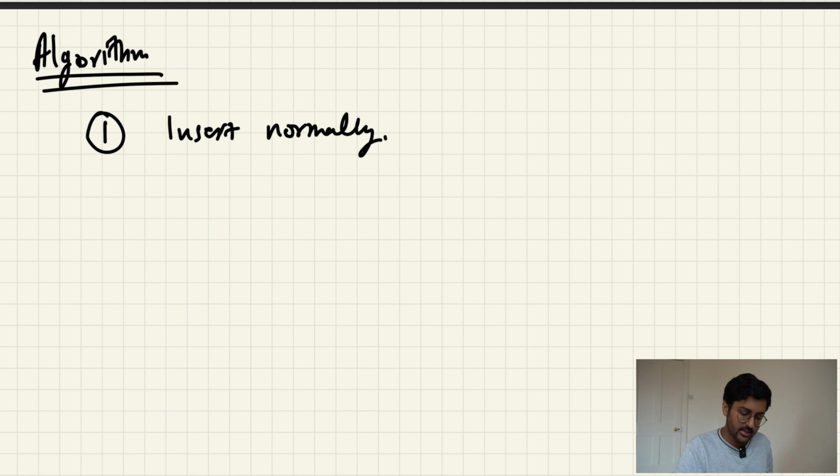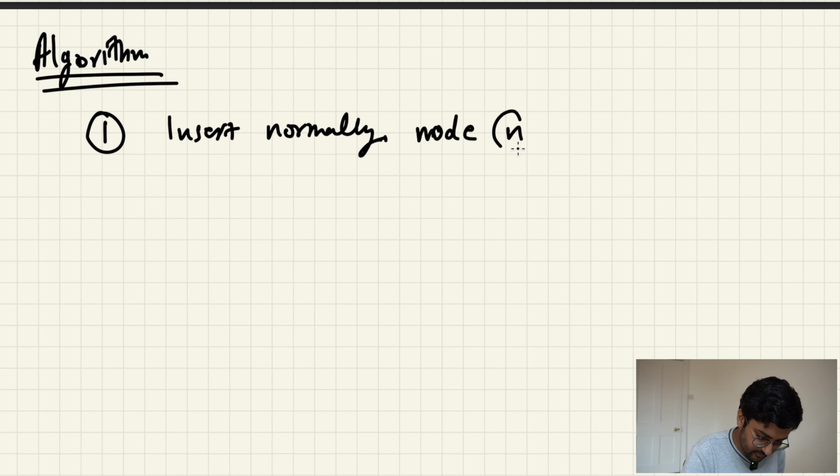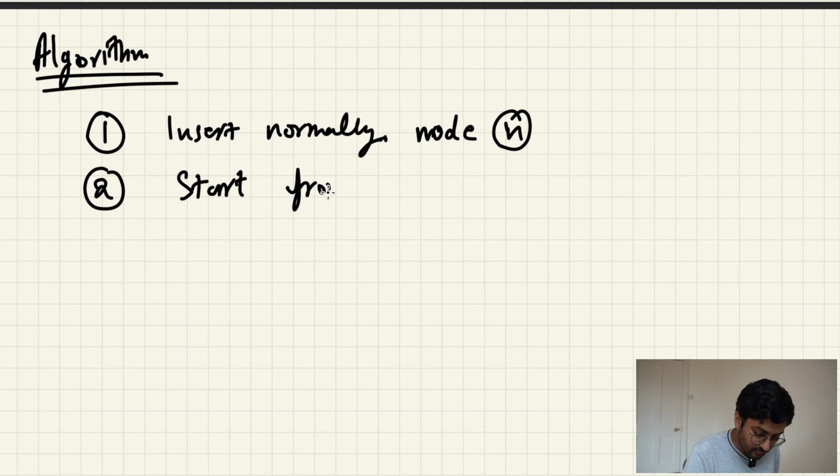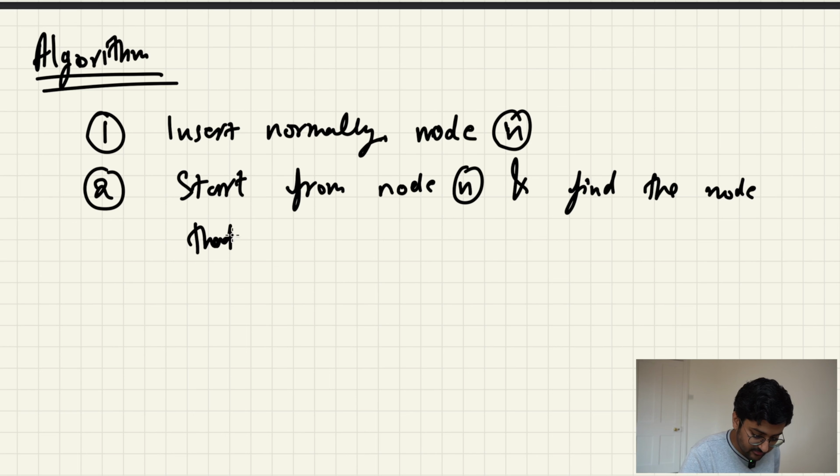Insert normally. Node n, for example. Insert normally node n. Now start from node n and find the node that makes the tree unbalanced.